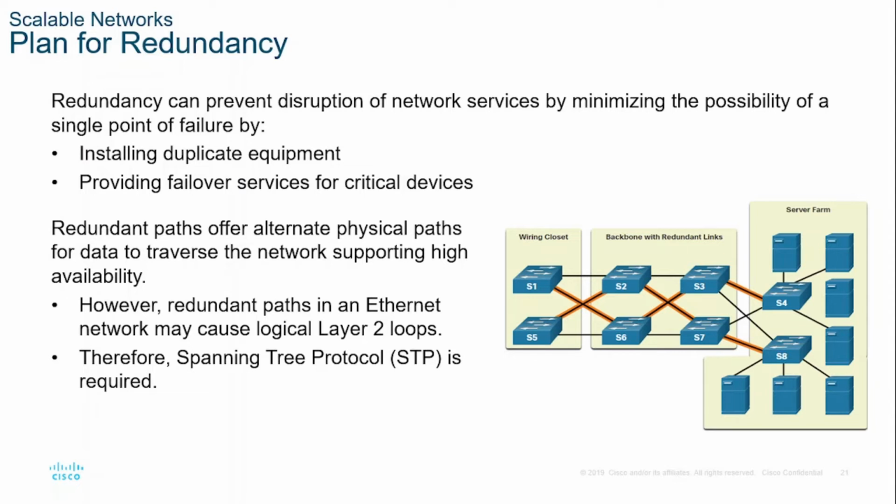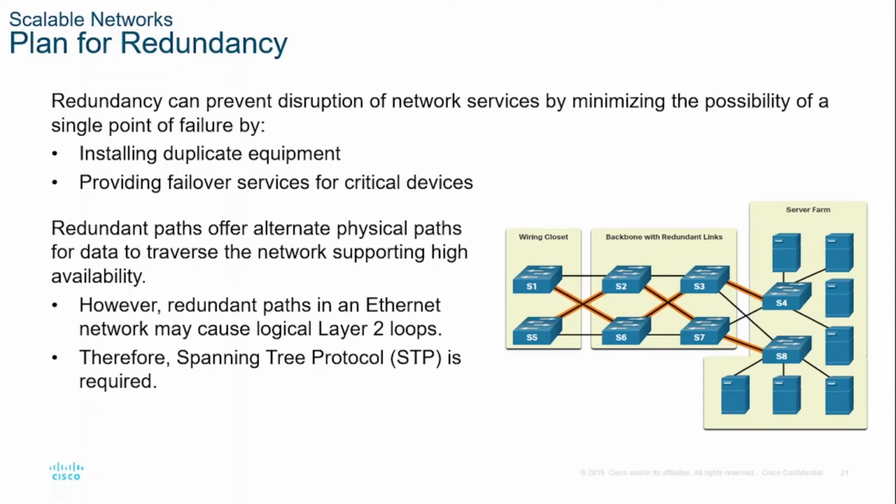As you can see in the figure, redundant links between important devices on a network. In the wiring closet, there are two switches, and in the backbone there are four switches. The six switches have redundant links. The backbone switches also have redundant links to the server farm. The server farm consists of two switches and 7 servers.